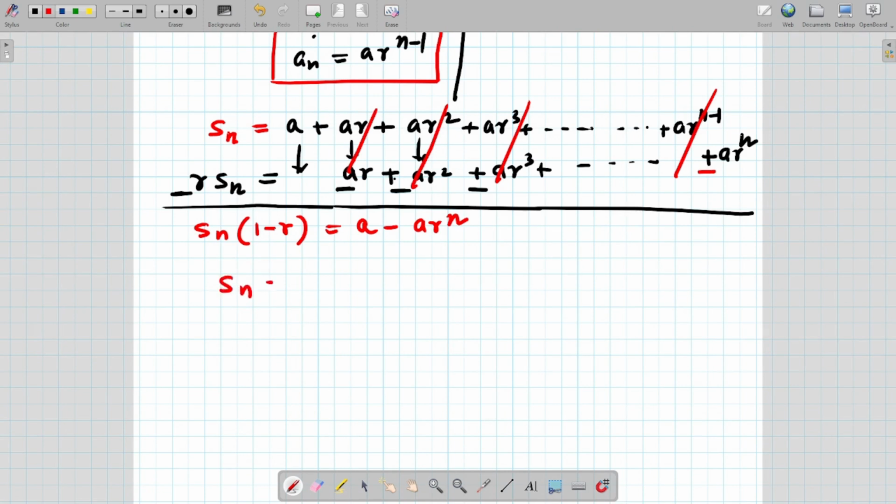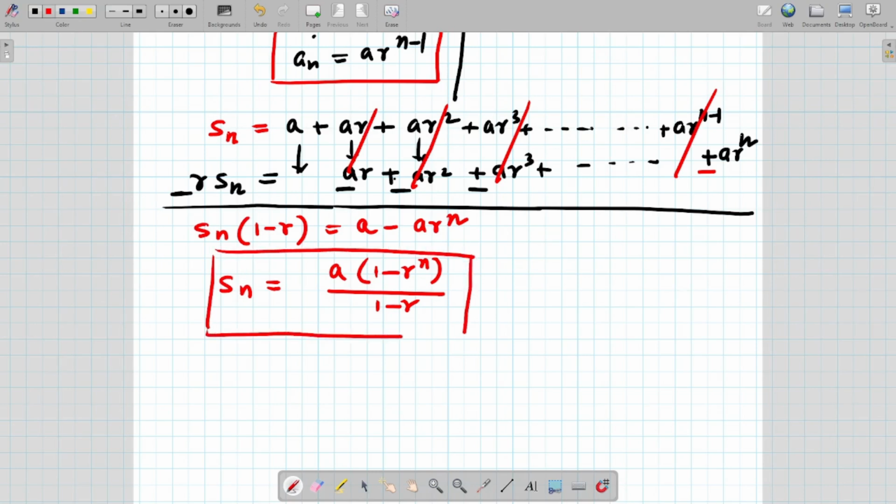I am getting now Sn, which is a, and you can take common (1 minus rn) upon (1 minus r). This is yet another formula which you need to remember. ठीक है कि नहीं? याद रख सकते हैं. Here the condition is that r is less than 1.